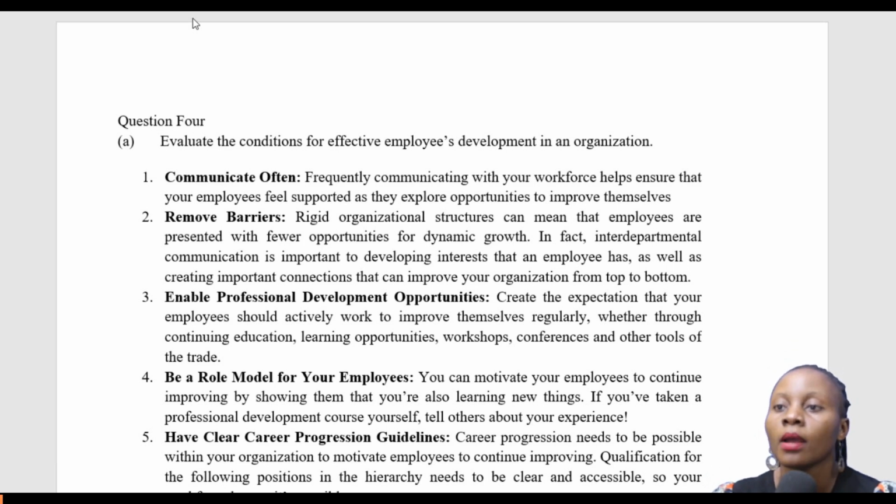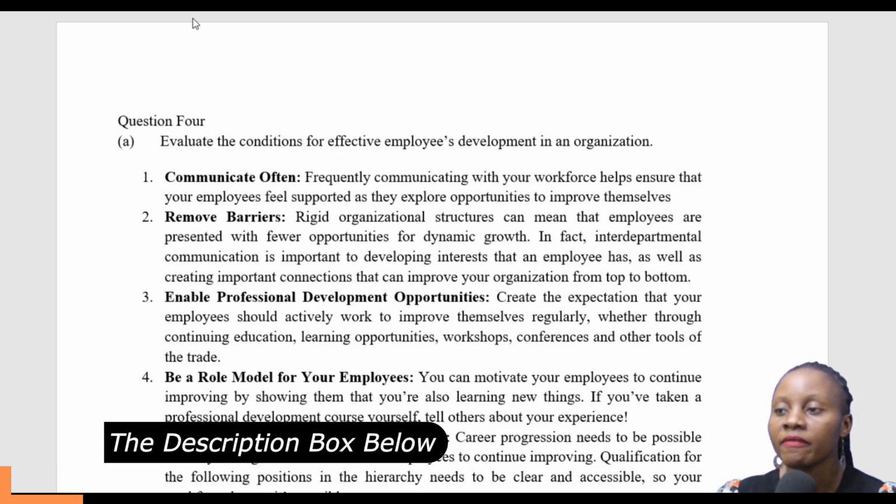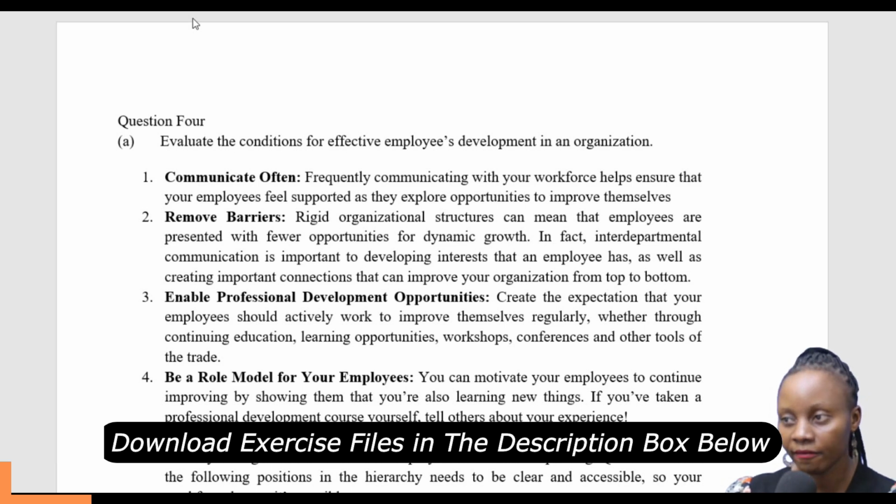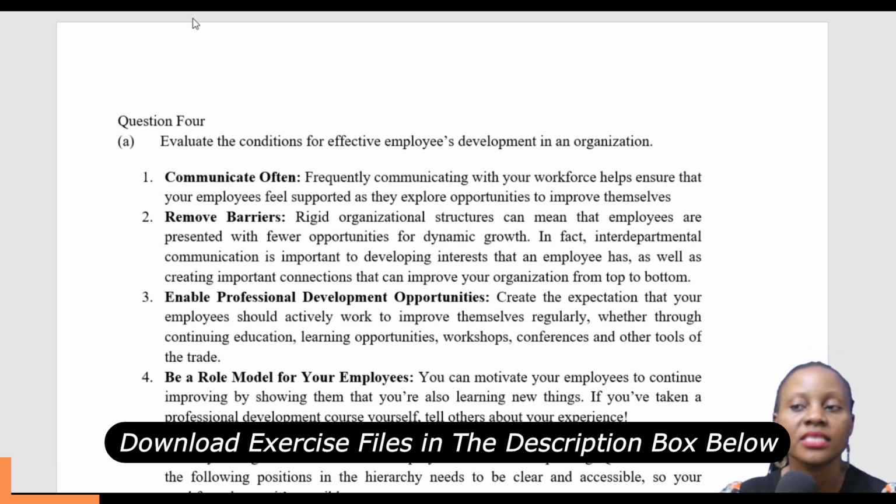Revision, still on our November 2022, Chapter 09, Human Resource Development. Number 4, it says, evaluate the conditions for effective employee development in an organization. So what are some of the conditions that will be effective for employee development to happen within an organization?